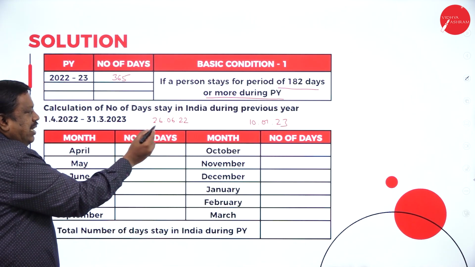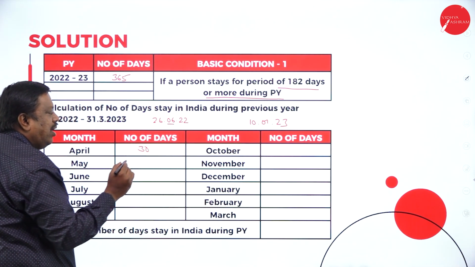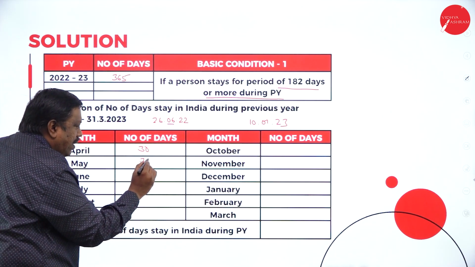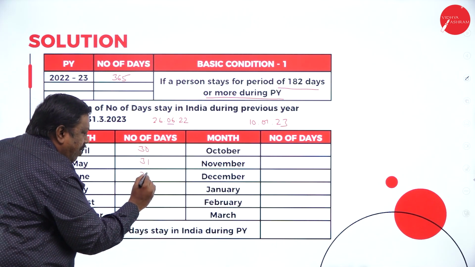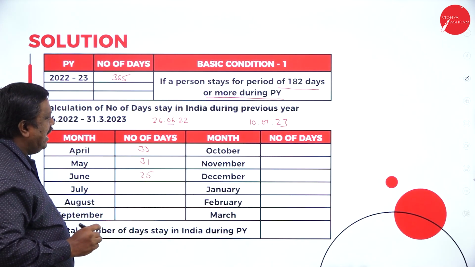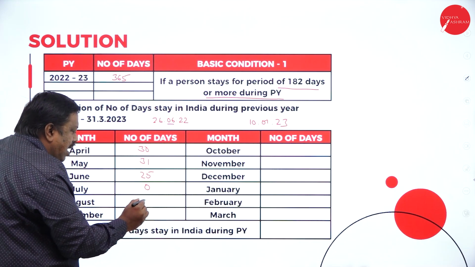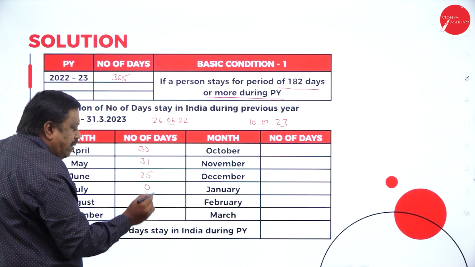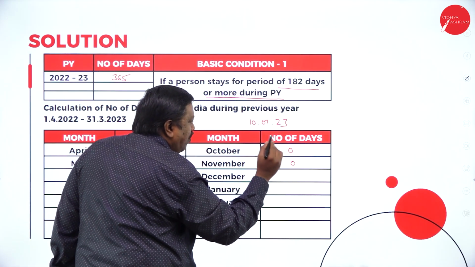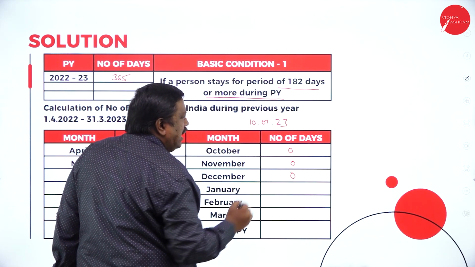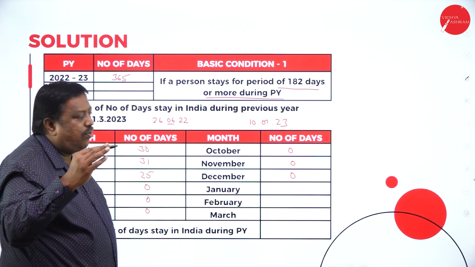In April, 30 days I was in India; May, 31 days. I'm leaving on 26th June, so up to 25th June I was in India. In July I was not in India. August, not in India. September, not in India. October, not in India. November, not in India. December, not in India. And from 10th January afterwards, I was in India.